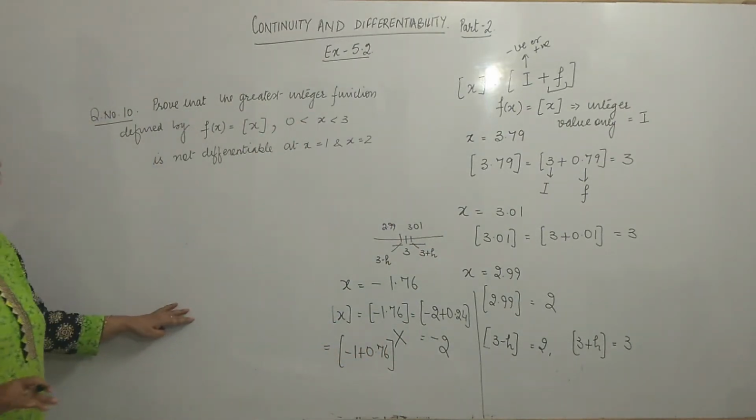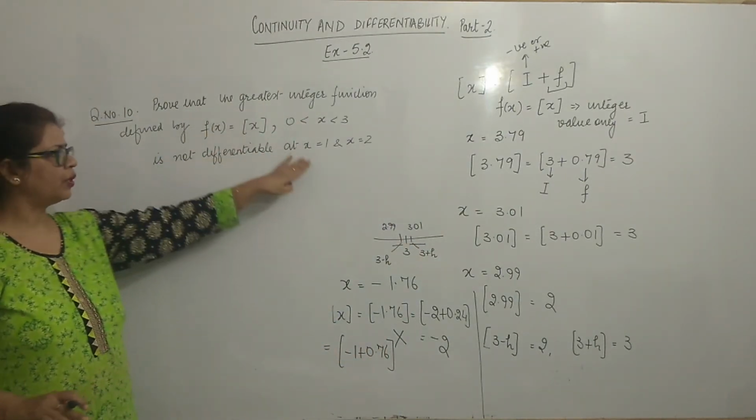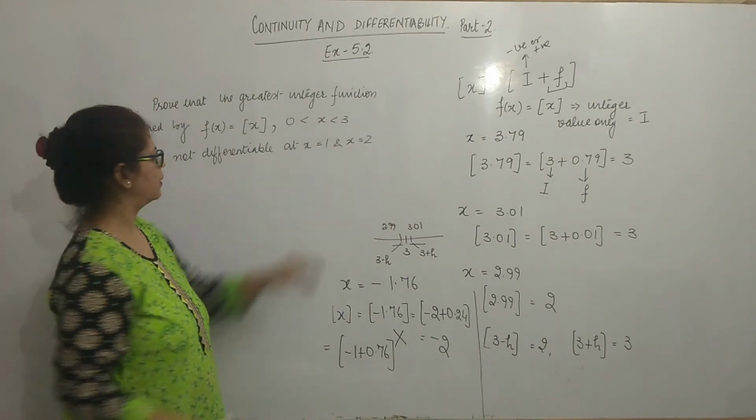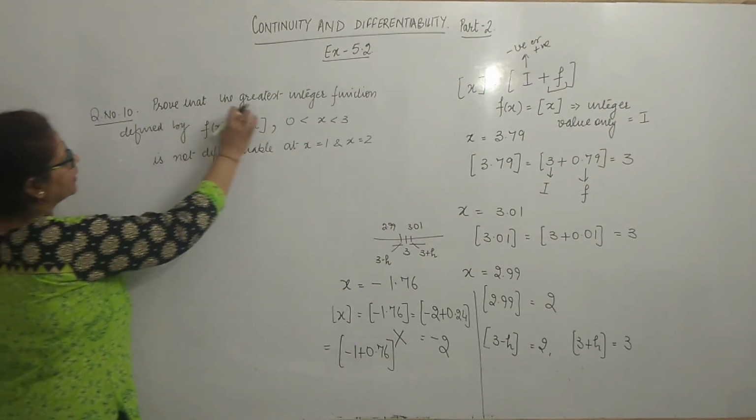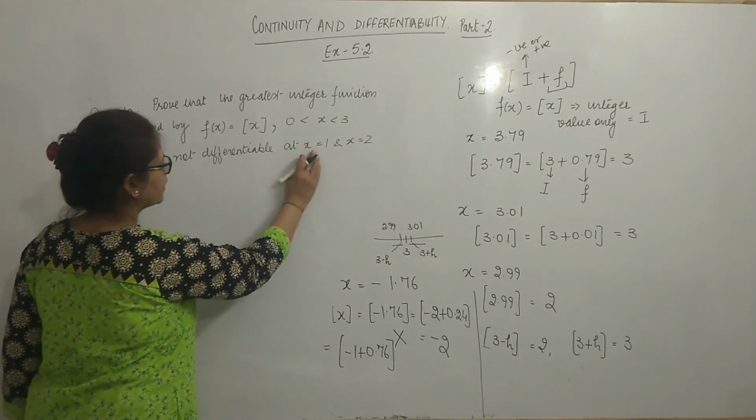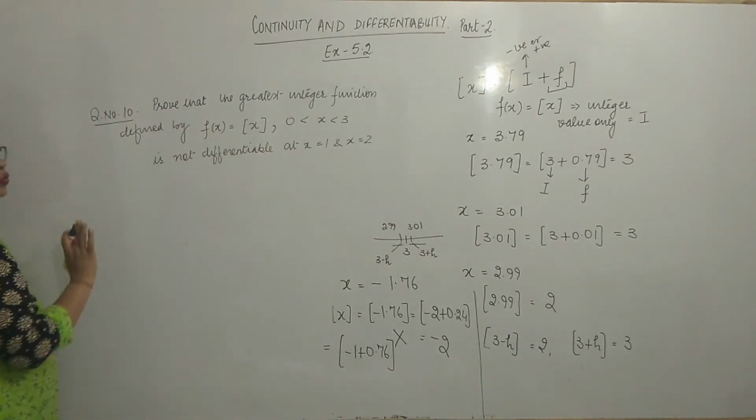Now, coming to the question, one part I am doing, and I hope that you will do the second part. Prove that the greatest integer function defined by this is not differentiable at x equal to 1 or x equal to 2.